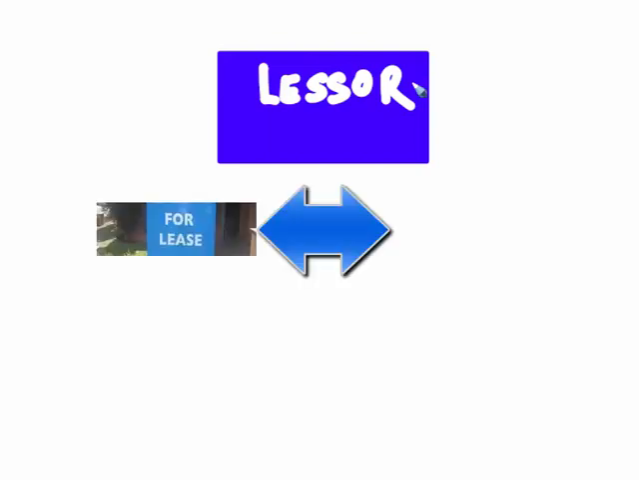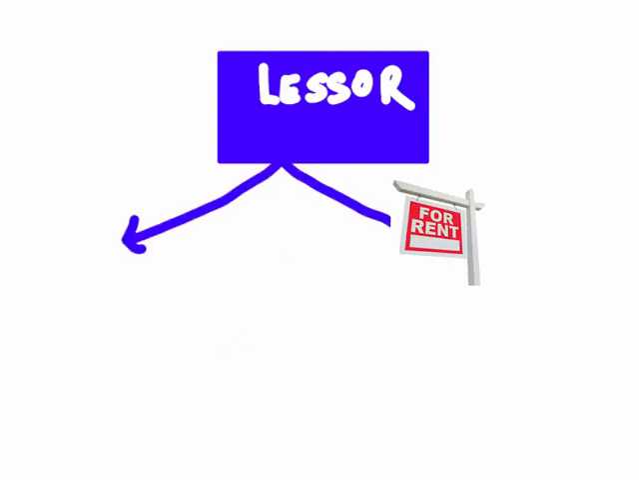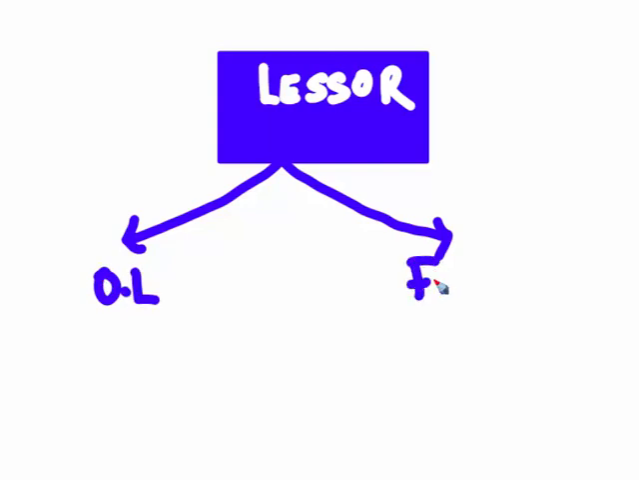Accounting in the books of lessor. We have seen how to do accounting in the books of lessee. Now we have to see how to do accounting in the books of lessor. Lessor means the one who gives the asset on rent. Now there can be two scenarios. Either the lease is classified as operating lease or it is classified as finance lease. If it is classified as operating lease, it is straightforward.